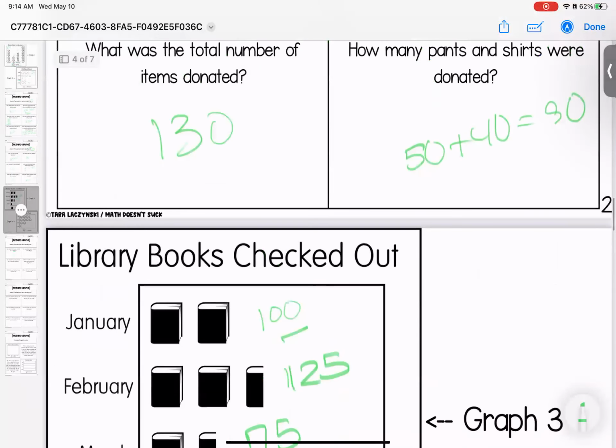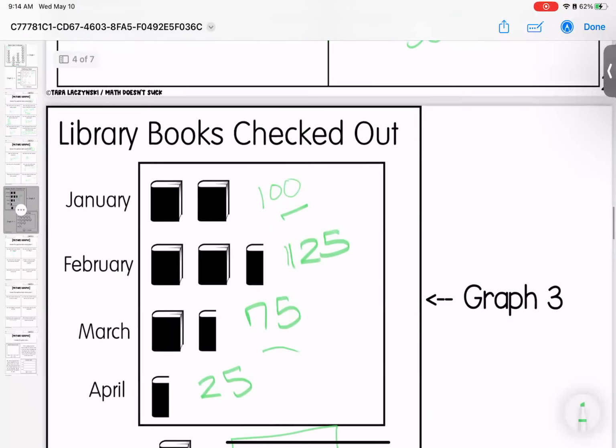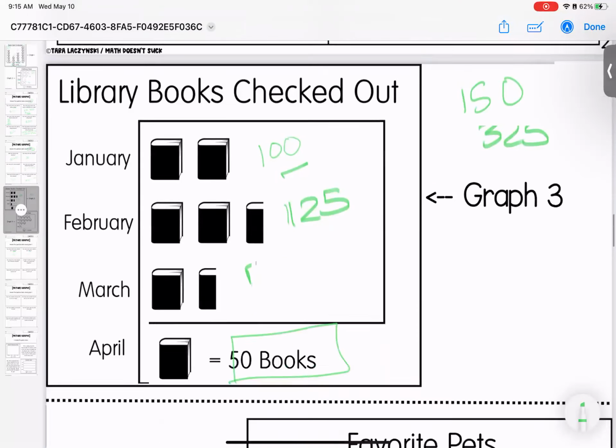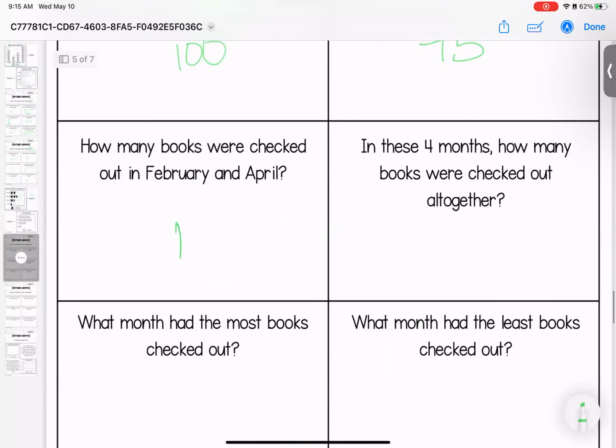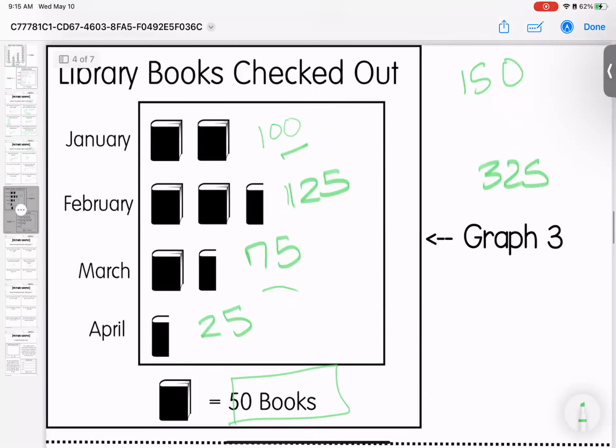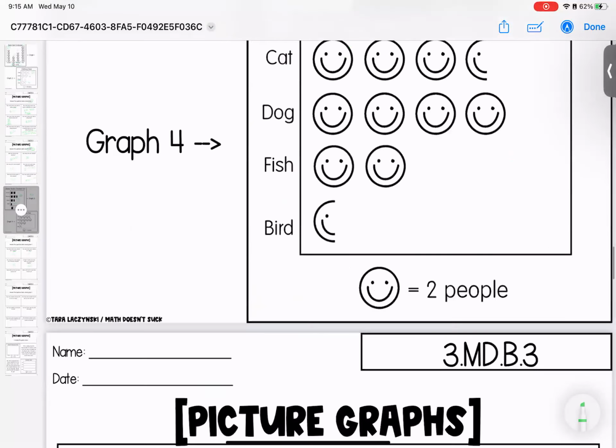So if we come up here, February and April, we have 150, so 125 plus 25. If we're looking at the total, we have 150 there, plus the 100 for January is 250, plus 75 gives us 325. So go down here and plug in your answers: 150, 325. Which month had the most books checked out and which month had the least amount of books checked out? The most books was February, the least was April.